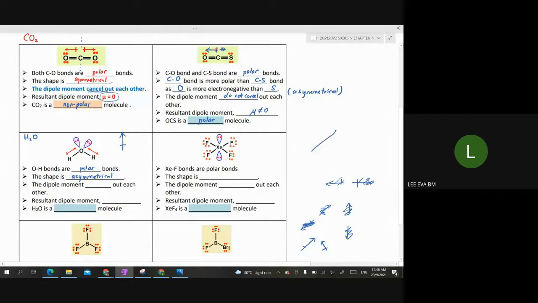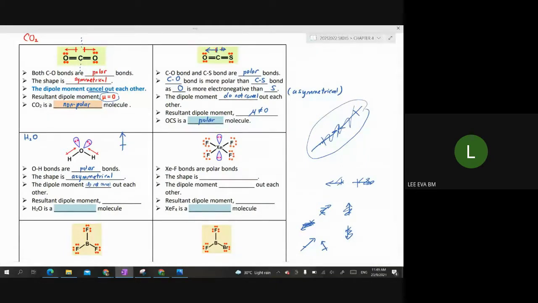Unless saya punya arrow adalah macam ni, hadap ke direction yang opposite, tapi dia macam heads on. So kalau macam ini, kita boleh cancel off. Cuma sekarang H2O pushing on the same direction, we cannot cancel out. So for this one, you have to fill in, do not cancel out each other.